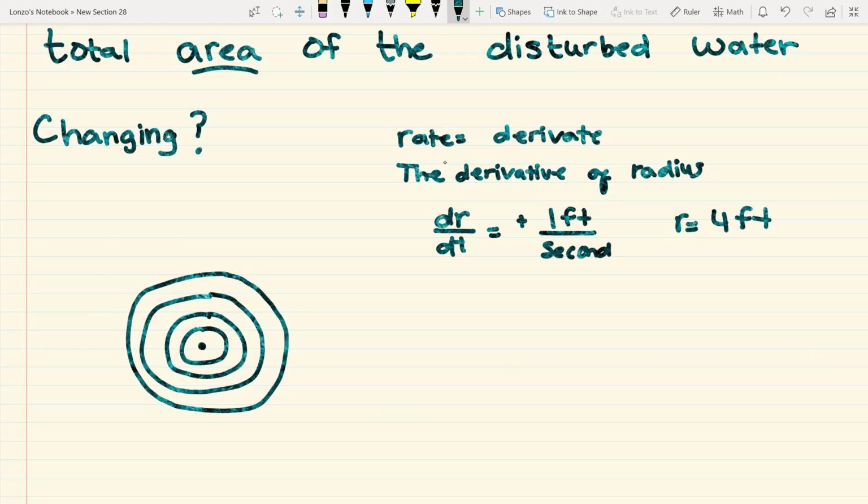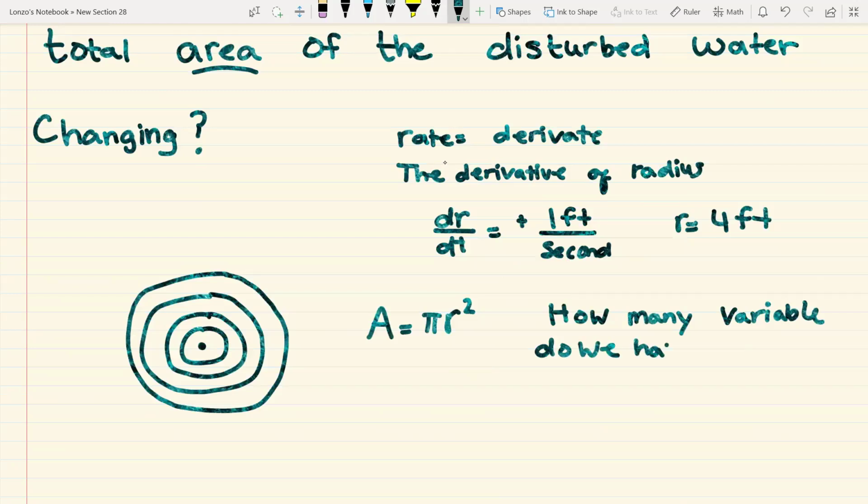A circle, it has a radius. So what is the area of the circle? Area of the circle is pi r squared, right? So that is our first equation. From this equation, can you tell me how many variables we have? So A is a variable, pi is not a variable, it is a constant. It's like 3.14. r is a variable, so we have 2 variables.